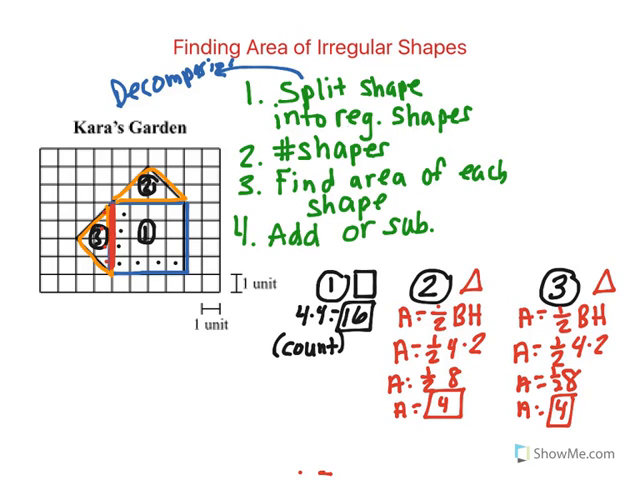In this case, because by putting these shapes together or composing them, that's how I get my irregular shape, which is my pentagon, I'm going to take my numbers and add the 16 plus 4 plus 4, which is going to give me 24 units squared total for this one. There are some situations where you might have to subtract, and we might look at that in a moment.